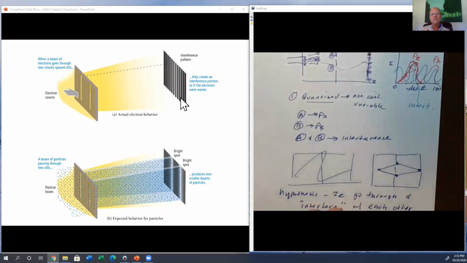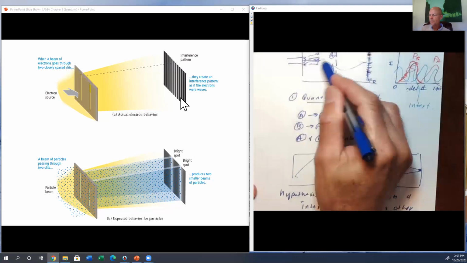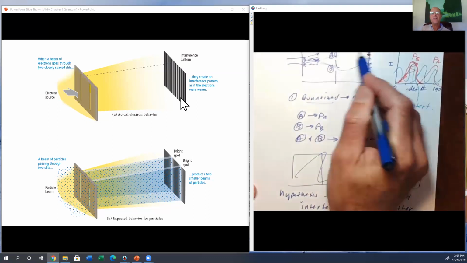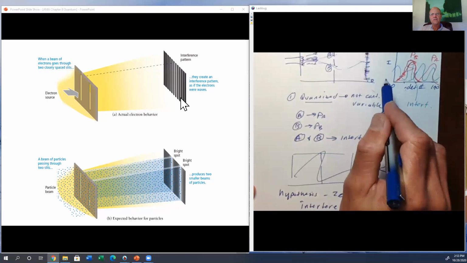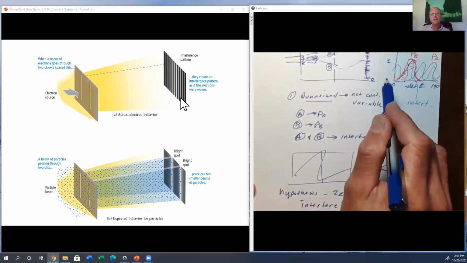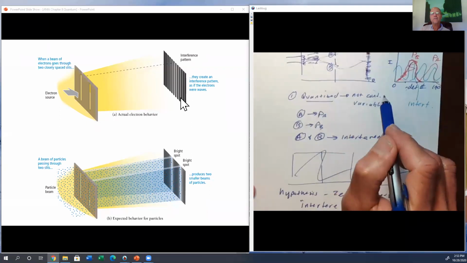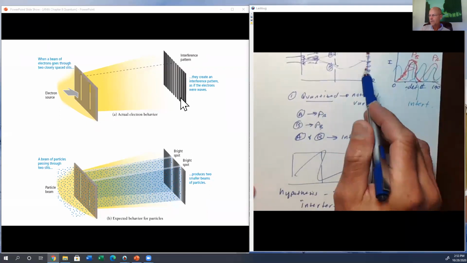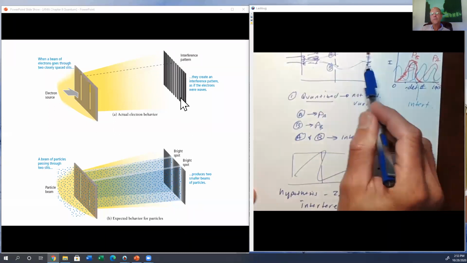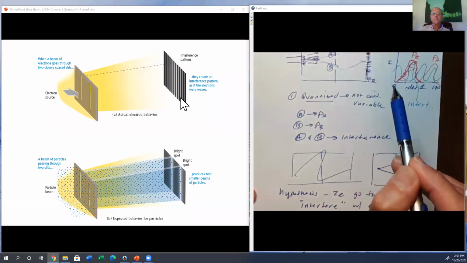What pattern do they see? They see the same exact pattern. They still see the interference pattern, okay? So in other words, what's happening is that a single electron is going through both slits and interfering with itself, okay? That's the only conclusion that we can come to. The single electron is going through both slits and interfering with itself, because even if you have 1 electron going through at a time, you still get the interference pattern.